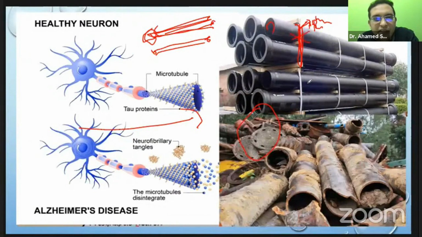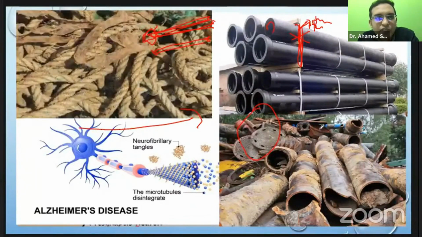What happens when the ropes become broken? These microfilaments or tubes break, and the tau, the ropes, become hyper-accumulated together. That is, hyperphosphorylated tau accumulates, and neurofibrillary tangles, NFT, are formed, and these tubes, the microfilaments, disintegrate.